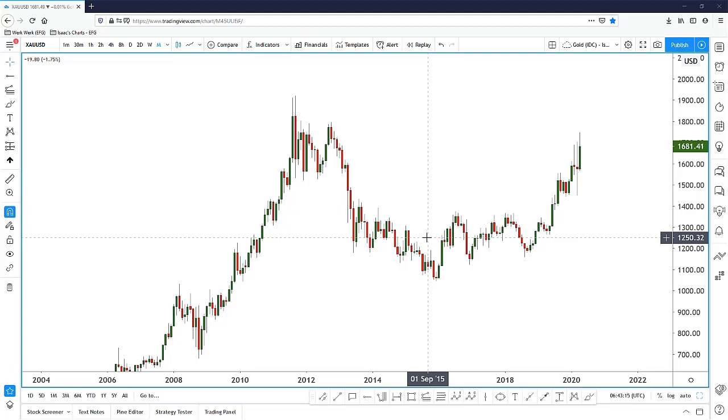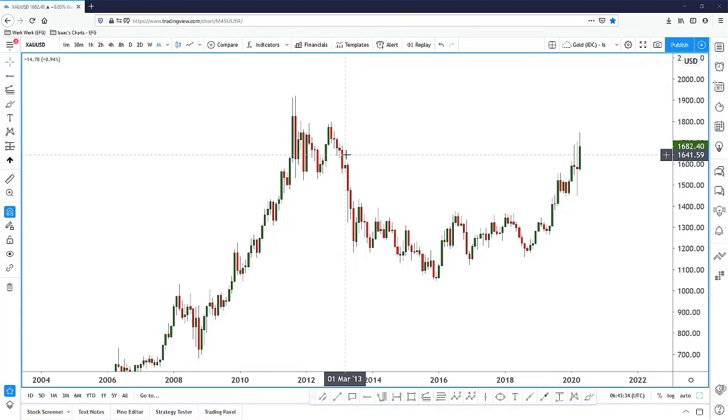Hi guys, for today's trade of the day, we'll be looking at the gold dollar. That's XAU USD. And why we're looking at gold is because given the current economic climate, along with the virus outbreak, we want to see how a safe haven such as gold is actually doing during this period.